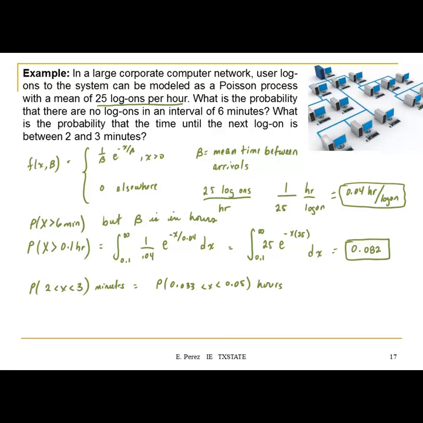If you want to solve the problem using minutes, then you need to have your mean or the interarrival times in hours. So using the same integral but with different limits, we can find that probability: the integral from 0.033 to 0.05 of 25e to the minus 25x dx. That will be equal to 0.12. Does this make sense? These two results?